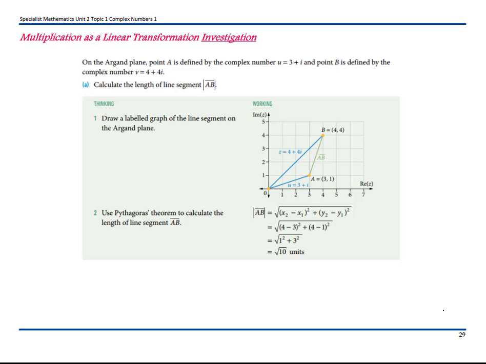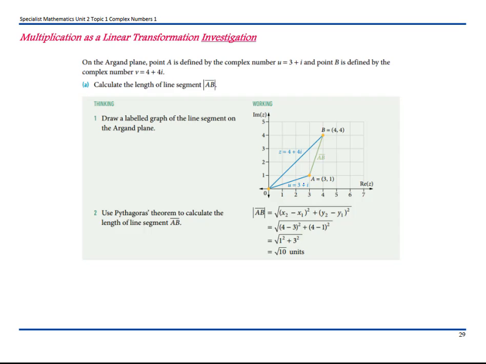This video looks at multiplication as a linear transformation investigation. So I'm going to guide you through an example from the Pearson textbook. Now, on the Argand plane, point A is defined by the complex number u equals 3 plus i. So you can see that drawn just here.